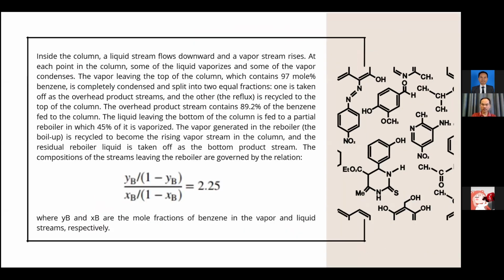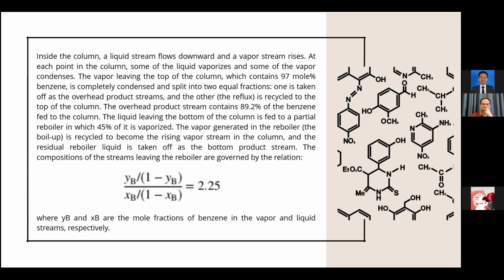Inside a column, a liquid stream flows downward and a vapor stream rises. At each point in the column, some of the liquid vaporizes and some of the vapor condenses. The vapor leaving the top of the column, which contains 97 mole% benzene, is completely condensed and split into two equal fractions. One is taken off as the overhead product stream, and the other, which is the reflux, is recycled to the top of the column.